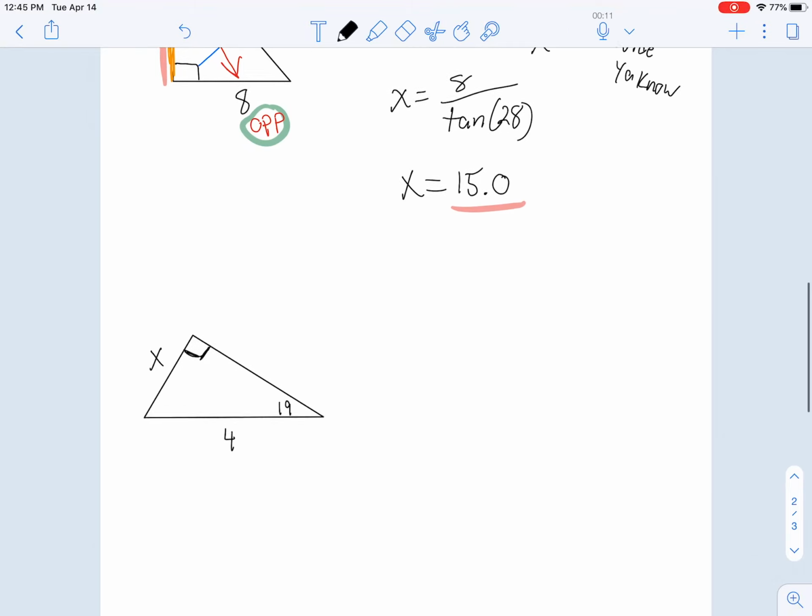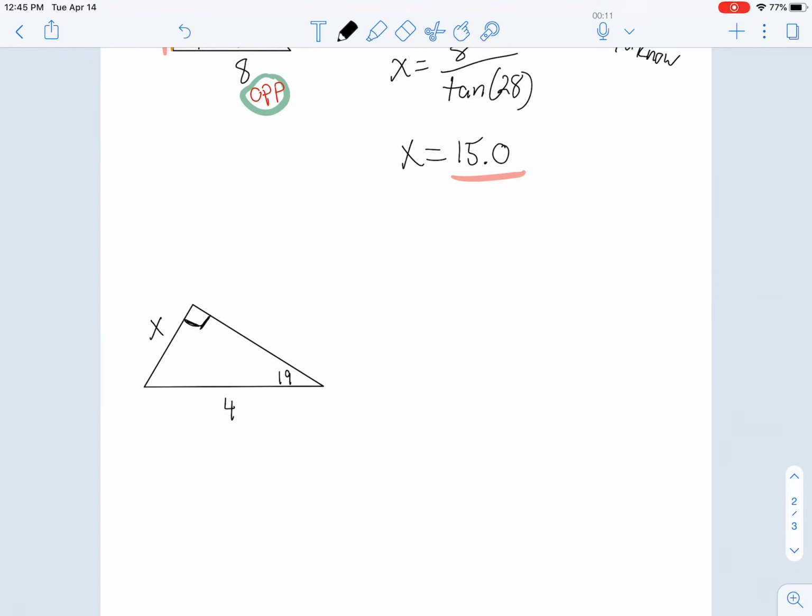Okay, so let's go ahead and label what we got. Circle our angle, it's 19. Across from my right angle is 4, so that's my hypotenuse. Across the angle I was given is x, so that's my opposite.